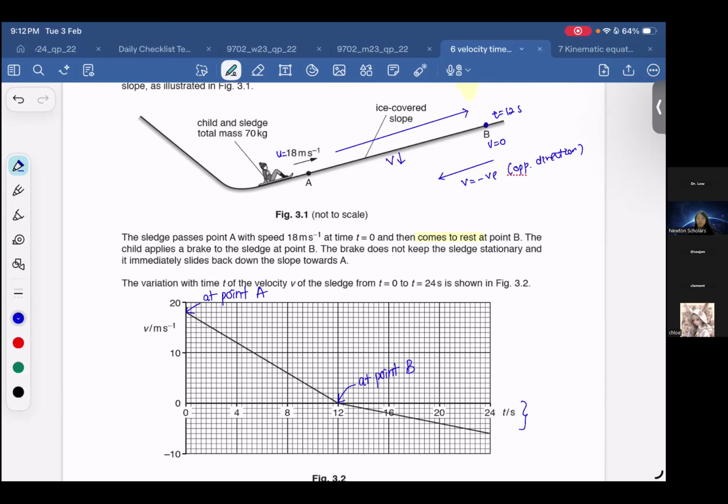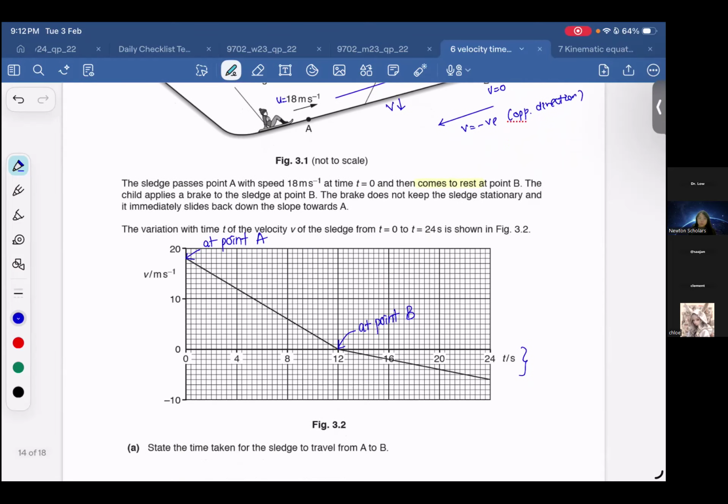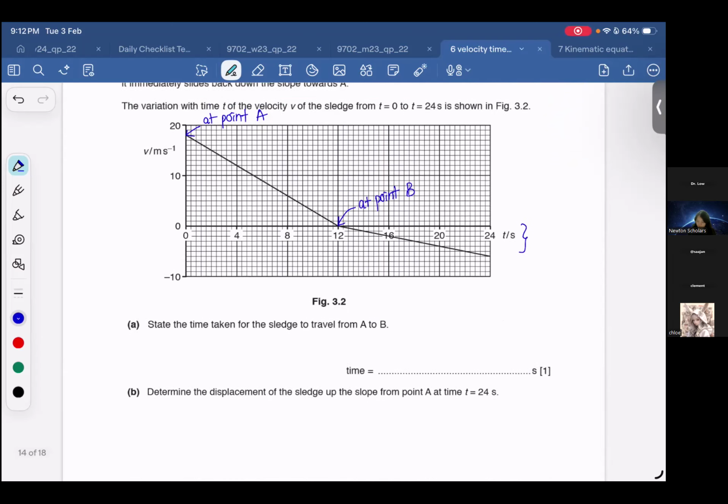Until here, are you able to get the idea of matching the graph, the diagram and the situation? Is it okay? Yes or no? Clement okay. How about others? Jiaxuan okay. Chloe okay. Sergeant, are you able to follow? Ryan? Wei Tong? Okay.